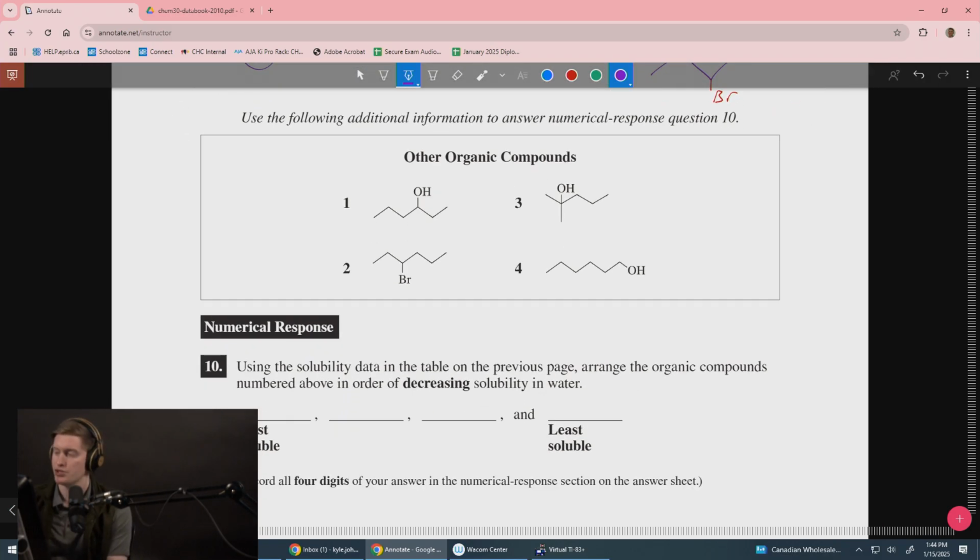Use the following additional information to answer numerical response question 10. Here's a bunch of compounds that look somewhat similar to the compounds that were in the box on the previous page. The difference here is that these all have 6 carbons instead of 5.